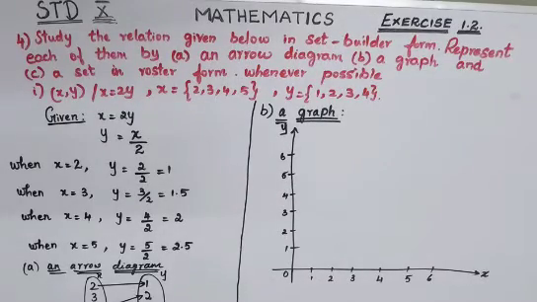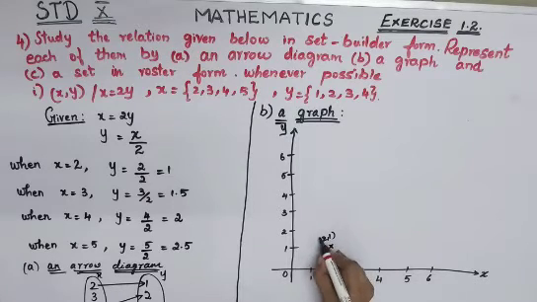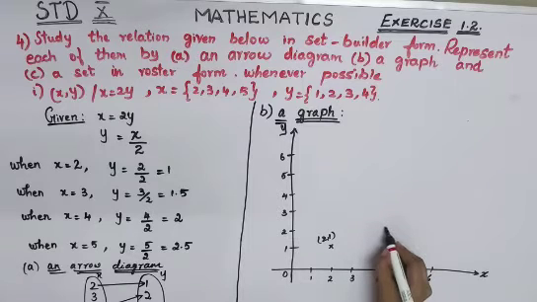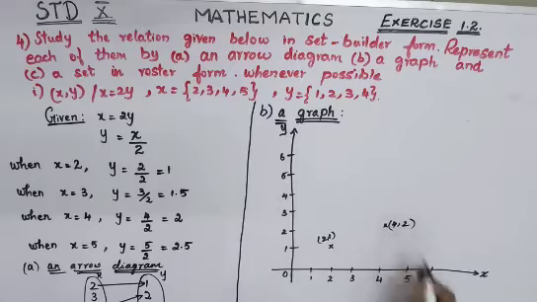The values we have got, you'll have to map them here. So 2 and 1: on the x-axis you take 2 and on the y-axis you take 1. So it is 2 comma 1, 2 here and 1 here. The next value is 4 comma 2, so 4 from the x-axis and 2 from the y-axis. So this will be the graph.